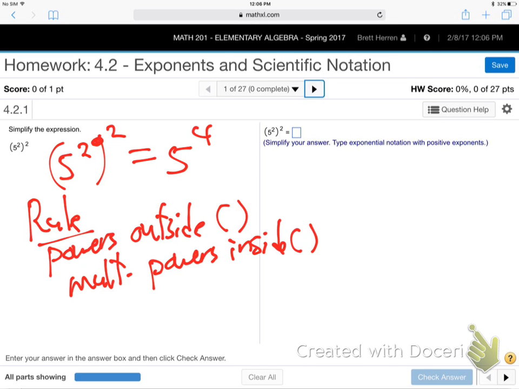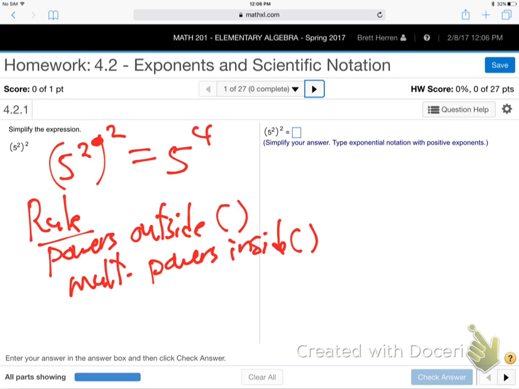So powers outside parentheses multiply powers inside parentheses. If there's no power in there, then there's a 1 really. If somebody just gives me 5 and just the power outside, there's really a 1 in here and they multiply, it'd be 5 to the 2. Because everything really has a power. If it's not showing its power, it's an invisible 1.